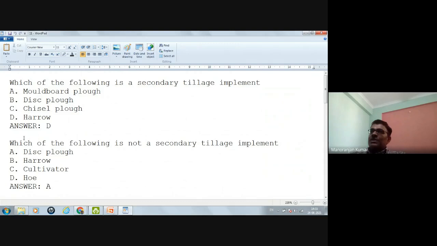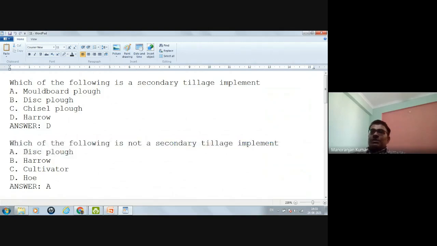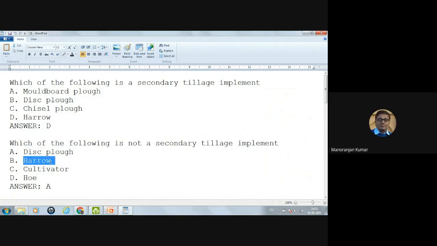Which of the following is not a secondary tillage implement? Disc plow is a primary tillage implement. Harrow, secondary tillage implement. Cultivator, secondary tillage implement. Hoe, secondary tillage implement. So which is not a secondary tillage implement? Disc plow. So the correct answer is A.